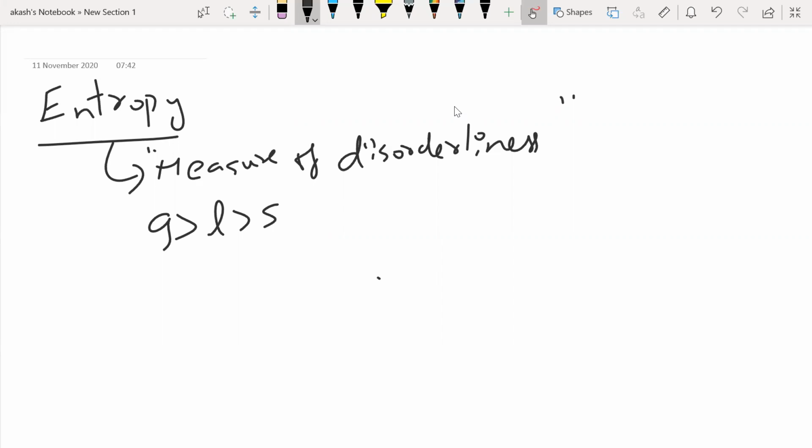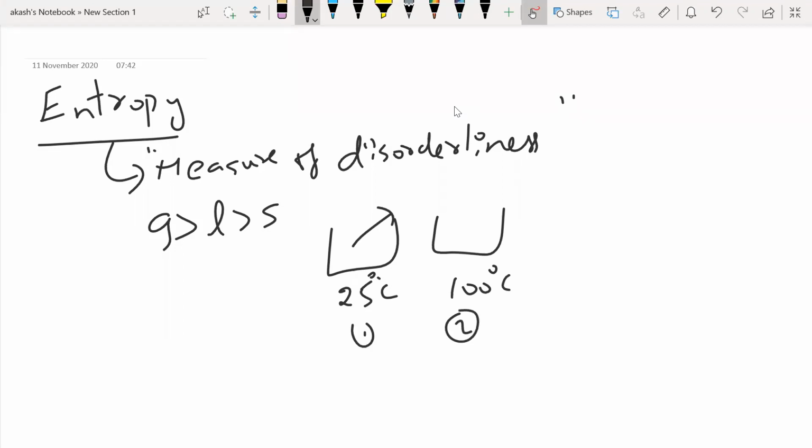Now, what other things can I tell you? Maybe something like this. Say I have a gas at some 25 degrees Celsius, and say the same gas is there at 100 degrees Celsius. This is case 1, this is case 2. Now, where do you think the entropy is going to be higher?